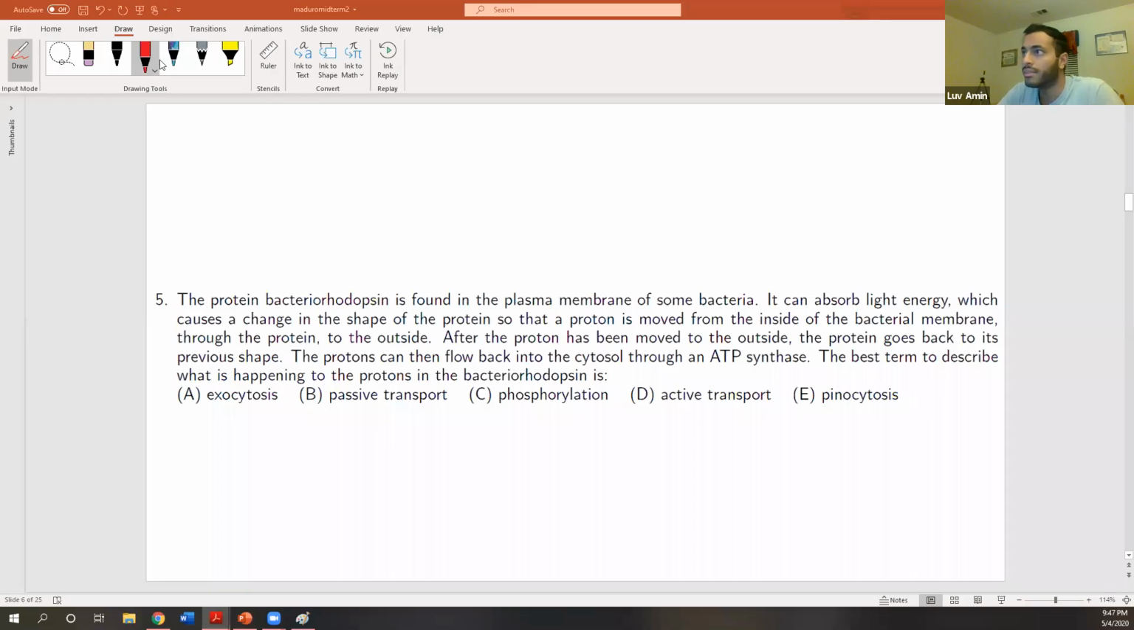So number 5 is saying that we have a protein, bacterial rhodopsin, that's found in the plasma membrane of bacteria. So remember, bacteria don't have any membrane-bound organelles. So we're just going to be dealing with the plasma membrane and the cytoplasm.